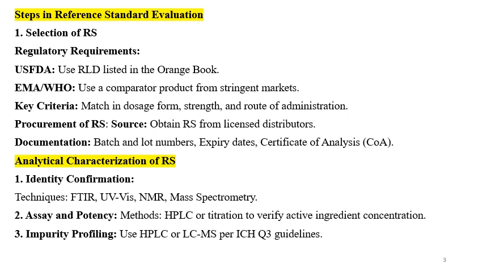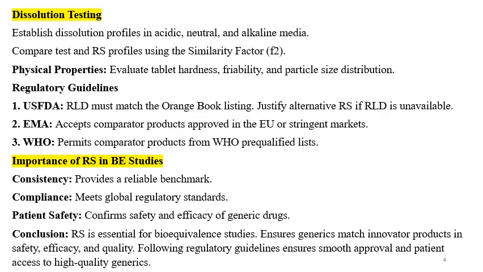Then all the storage and transport conditions should be maintained as per the storage recommendations. Documentation is required, and document batch records, batch numbers, lot numbers, expiry dates, and have a COA, that is certificate of analysis. Analytical characterization of RS involves identity confirmation, assay and potency confirmation, impurity profiling as per the standard practices.